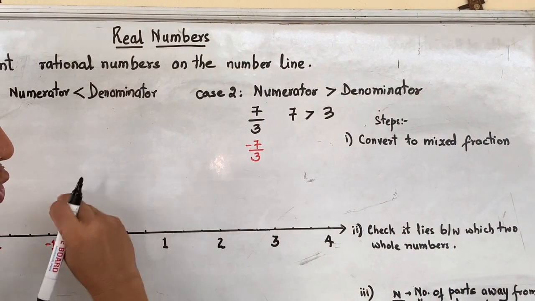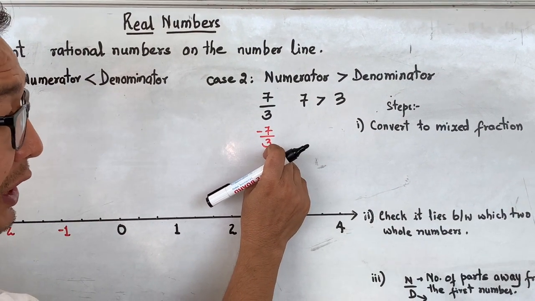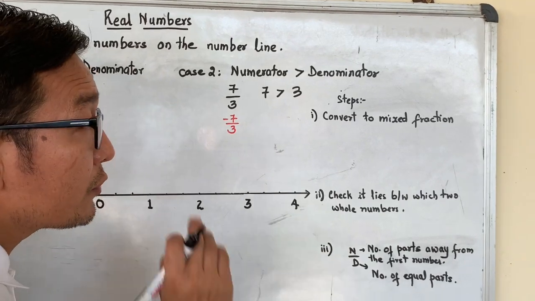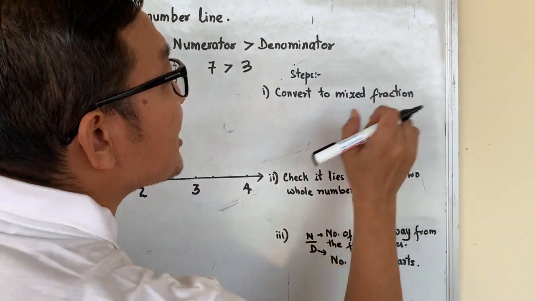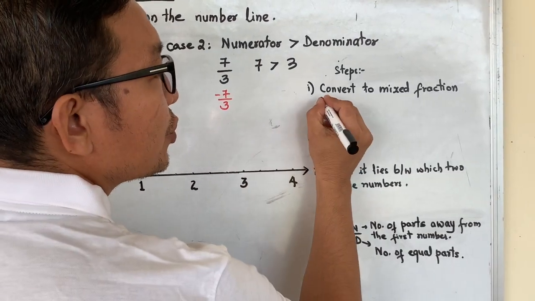Absolute value. So the numerator and the remainder matter. One of the steps: first we need to convert to mixed fraction. Convert to mixed fraction.